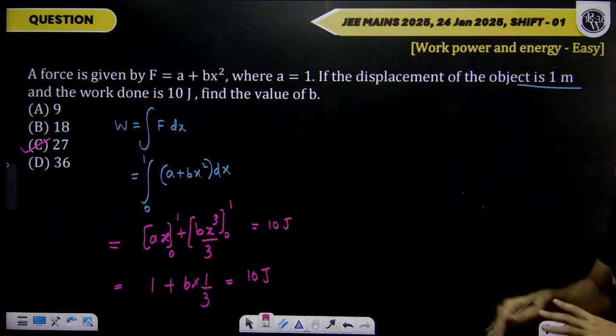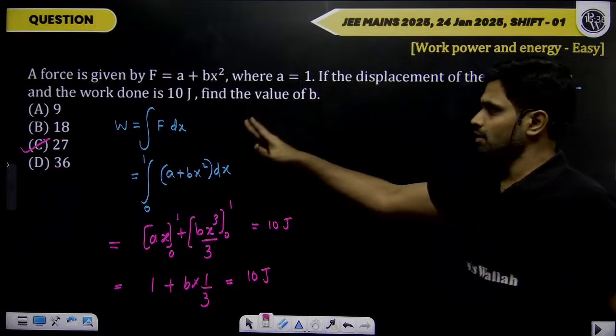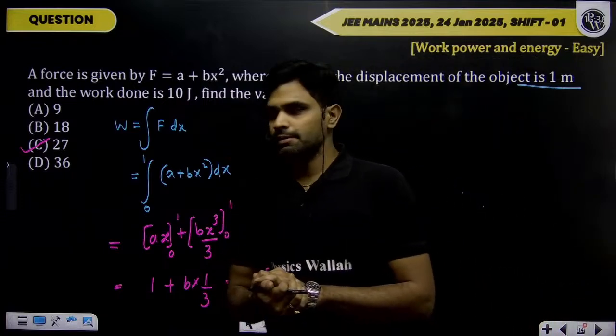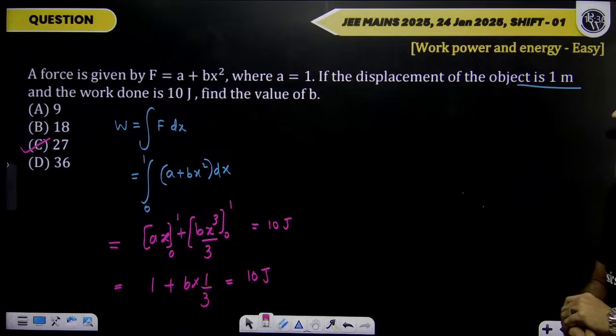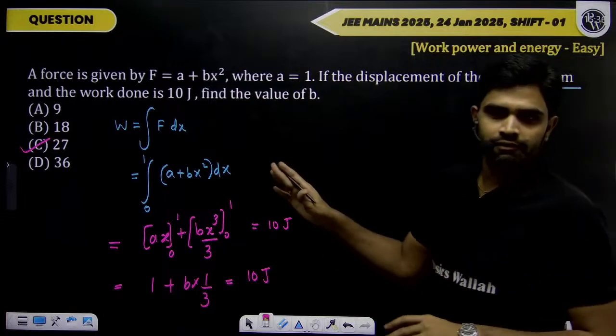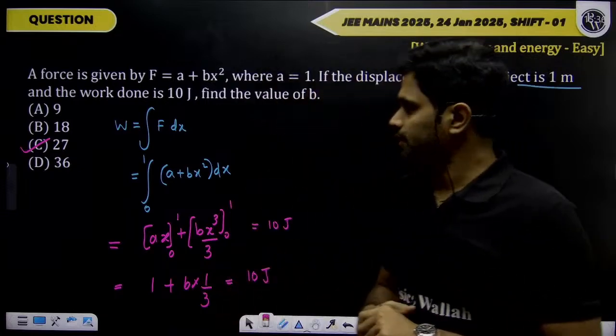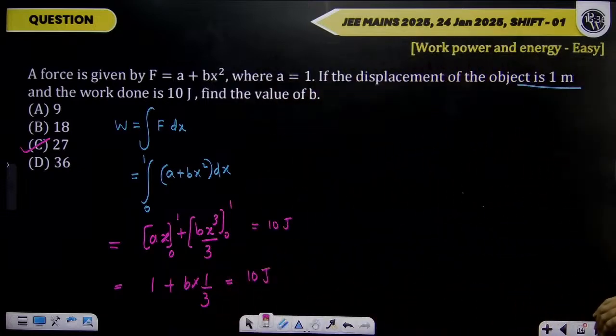So this is kind of an easy question because it's a basic force, displacement and work done question. Work is integration of f dot dx. Spin-off would be giving areas, area and work done. So go through those questions once.